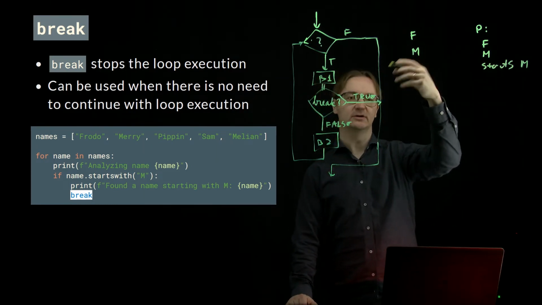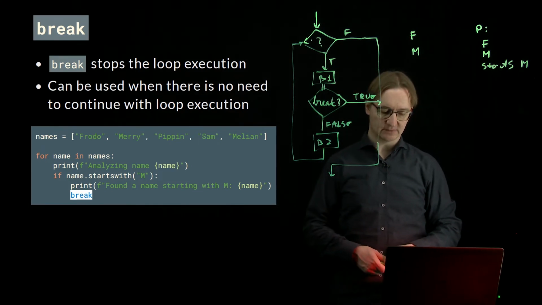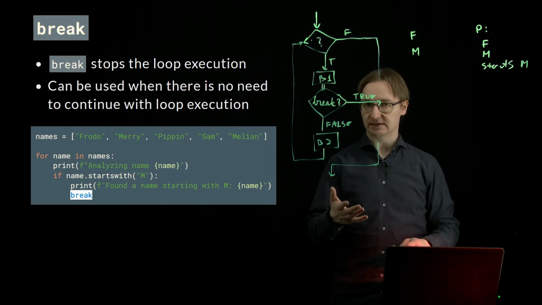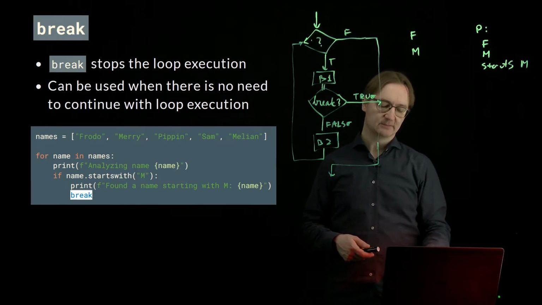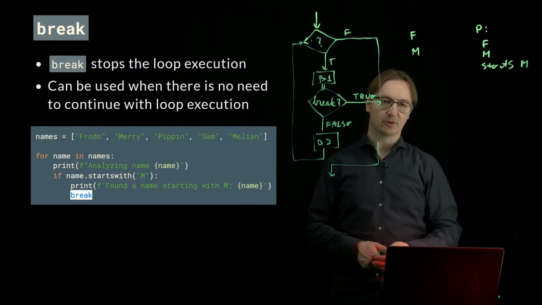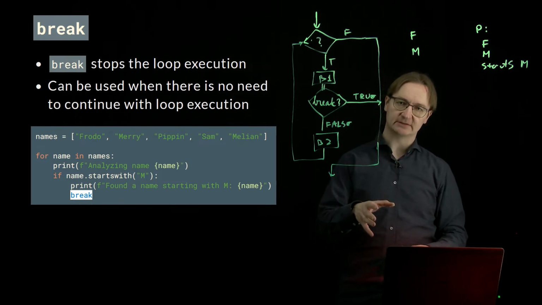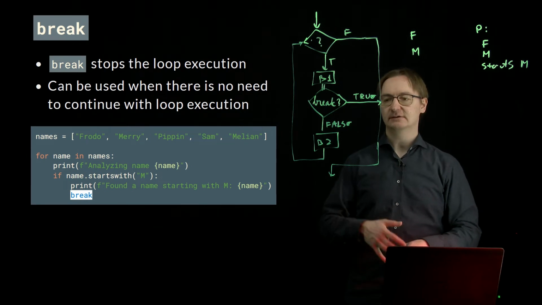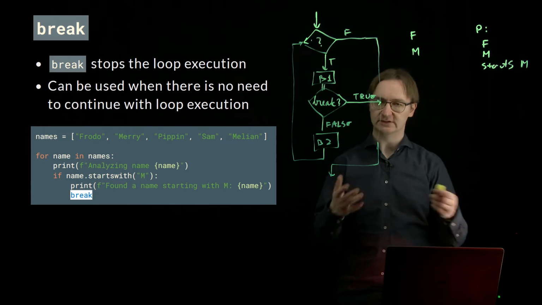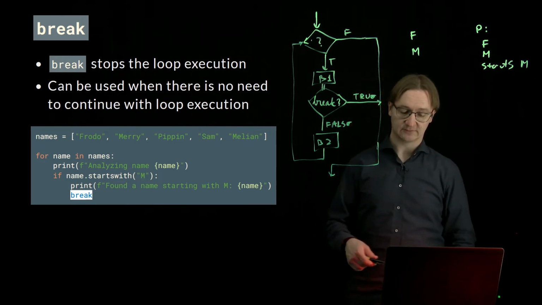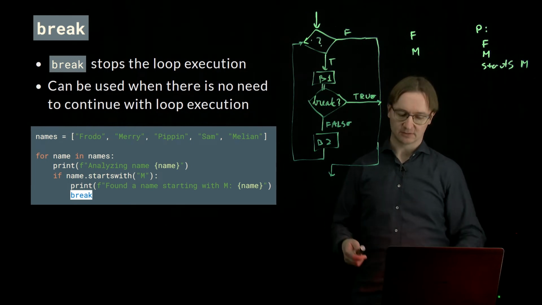We don't take any more elements. As you can see, in the end, there is another name starting with M, but we don't get there because we broke out from the loop. For example, if the problem we want to solve here is to find the first name which starts with M, then if you find one, there's no point to go over the whole list of elements. So the first one I found, I can break the loop and I can continue with my code.